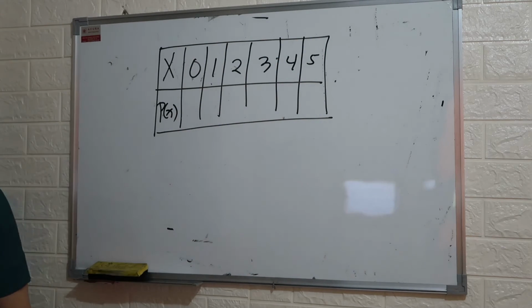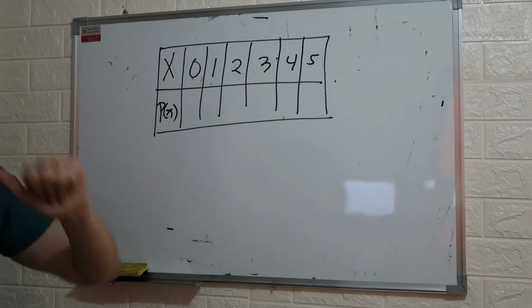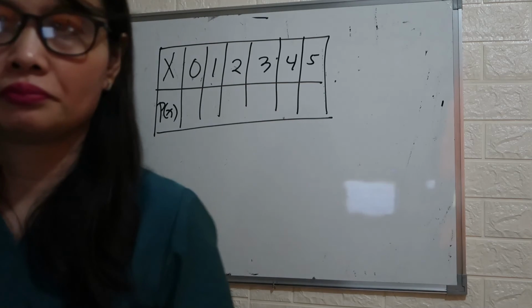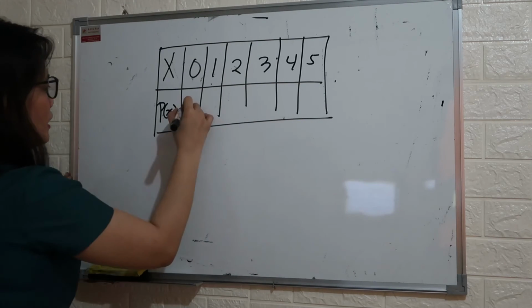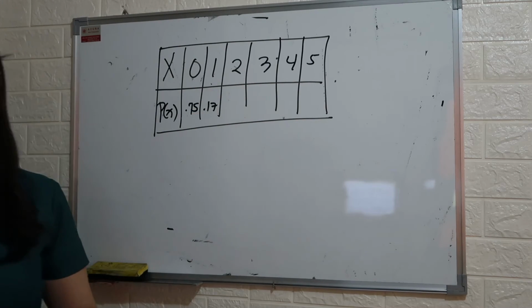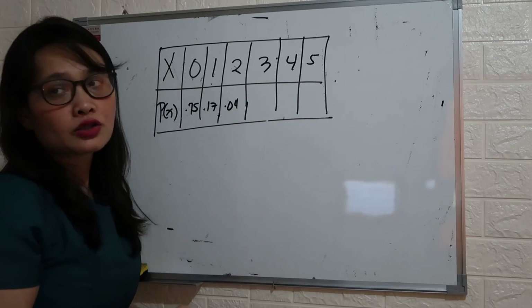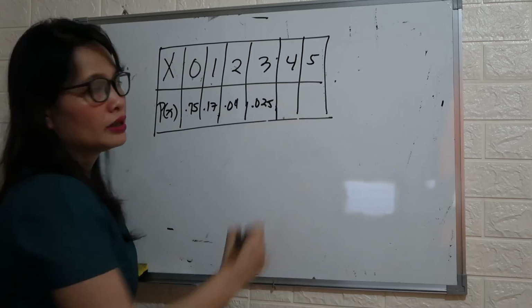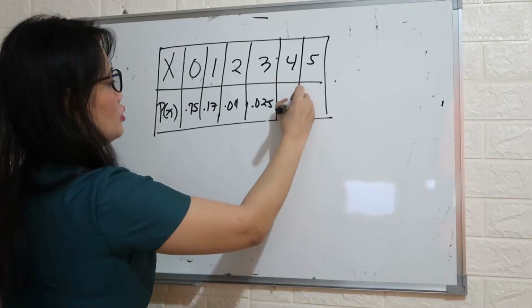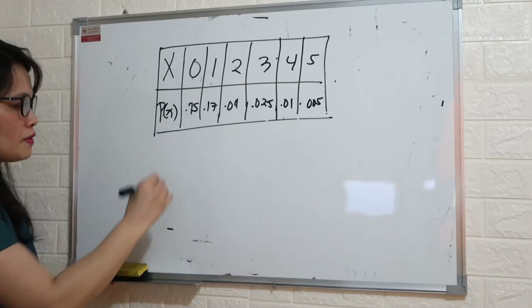Next, what about its probability? What is the probability of getting 0, based on the problem? 0.75. Very good. Next, what is the probability of getting 1? 0.17. Next, probability of getting 2: 0.04. Next, we have 0.025. Next, 0.01. Next, 0.005.